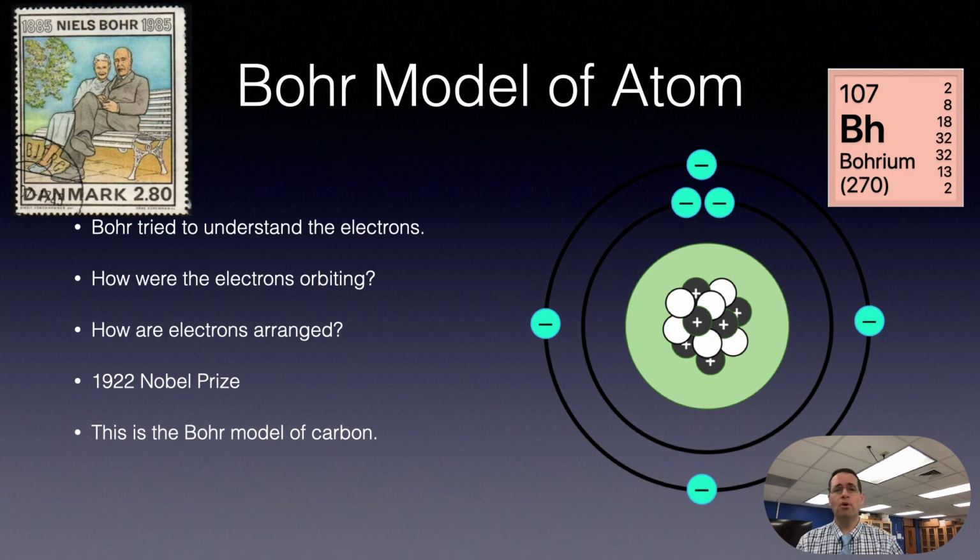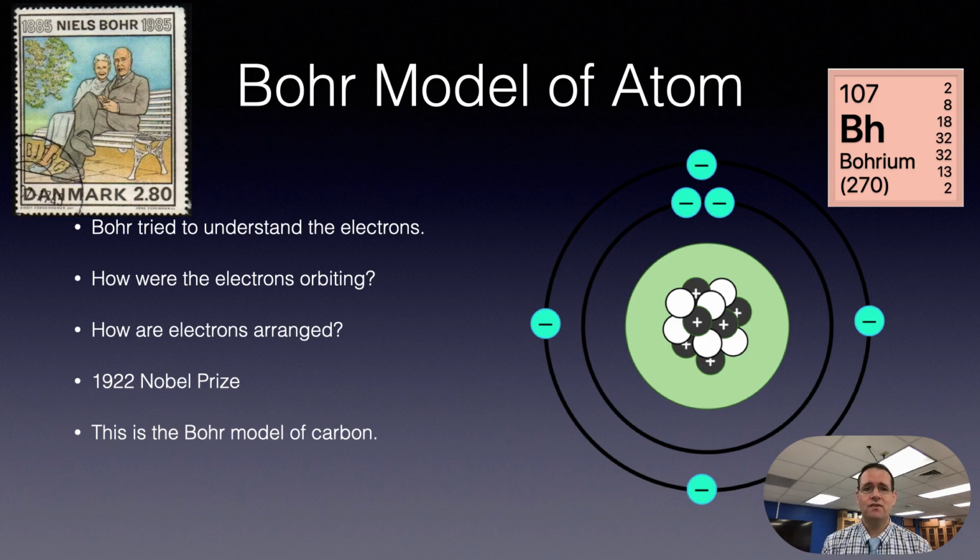Now along came Bohr. Bohr was concerned with the electron. How are the electrons moving in an atom? Are they in different orbits like the planets are in orbits around the sun, or are they all jumbled up in one location of the atom? So Bohr's quest to understand the electrons came up with the Bohr model of the atom.